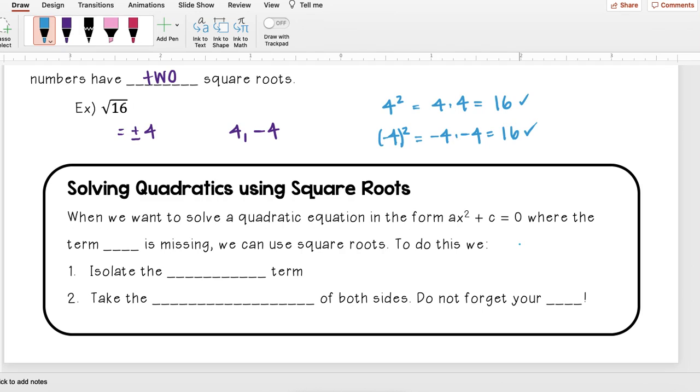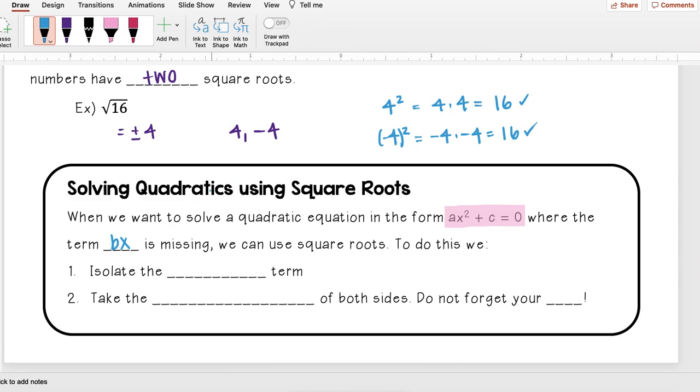So the steps to solve quadratics using square roots. When we want to solve a quadratic equation in the form ax squared plus c equals 0, where the bx term is missing, we can use square roots. This is the only case that we can use square roots, when your equation looks like that. You have the square term, you have the c, but you don't have the bx term. So there's no term that has just x.